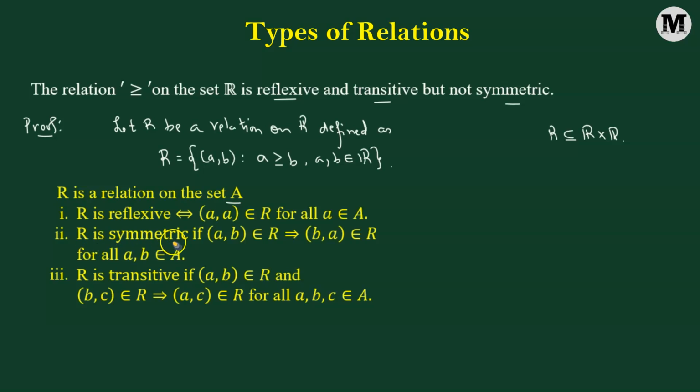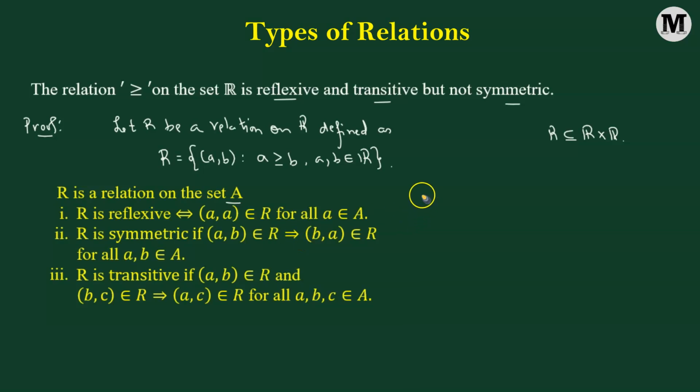Then R is going to be a symmetric relation if the ordered pair (a, b) belongs to R implies that the ordered pair (b, a) also belongs to the relation R for all a, b belonging to the set A. And then finally, the relation R is going to be transitive if the ordered pair (a, b) belonging to R and (b, c) belonging to R would imply that the ordered pair (a, c) also belongs to the relation R for all a, b and c belonging to the set A.